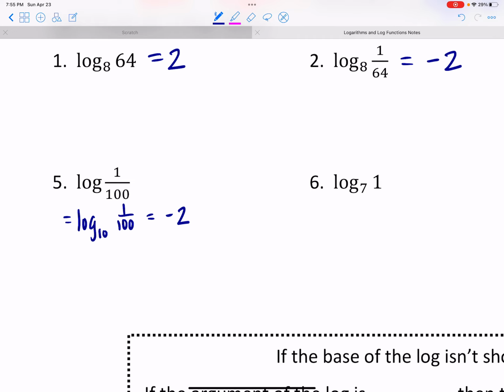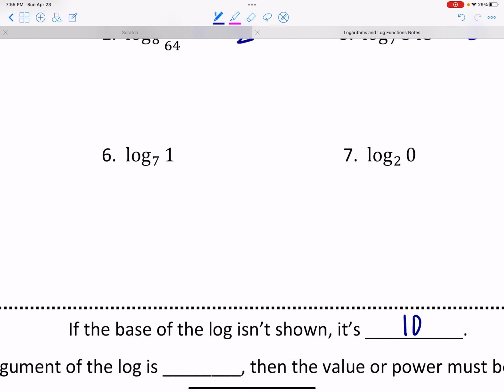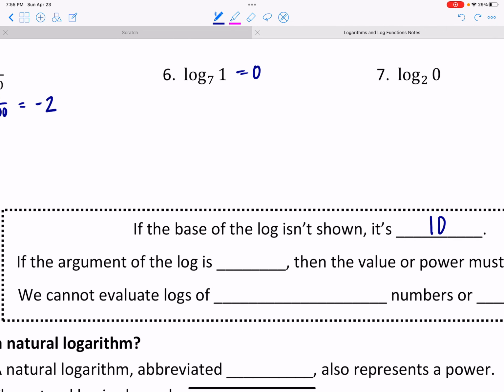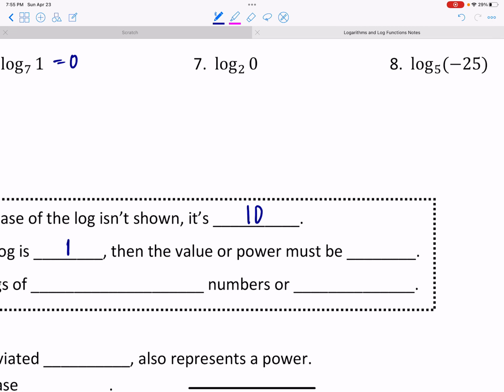Next one we have the log base 7 of 1. 7 to what power is going to make 1? Has to be 0, because anything raised to the power of 0 is going to be 1. So in fact, regardless of what the base is here, if the argument is a 1, the value of that log expression has to be equal to 0, because again, anything raised to the power of 0 is 1. So if the argument of the log is 1, then the power has to be 0.